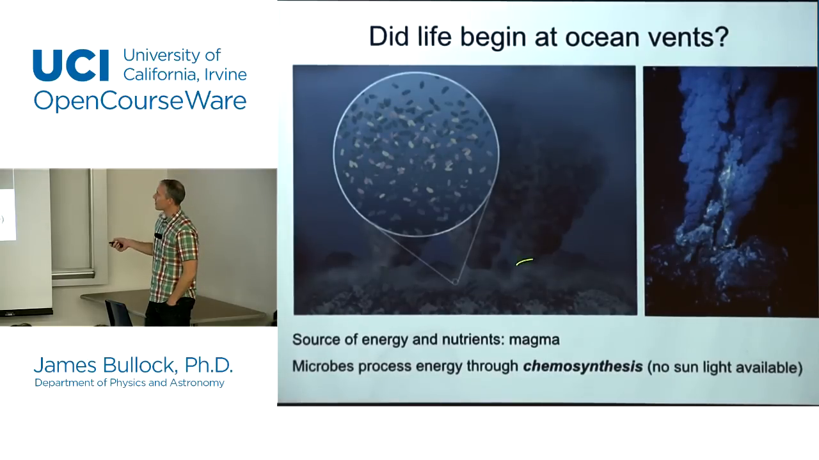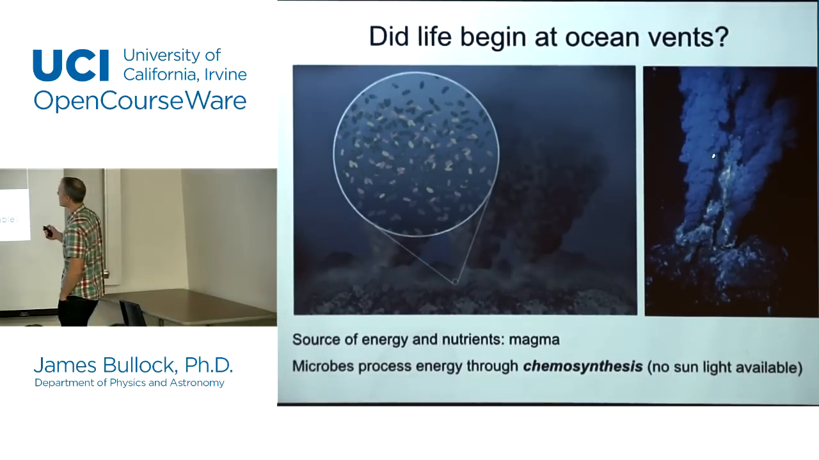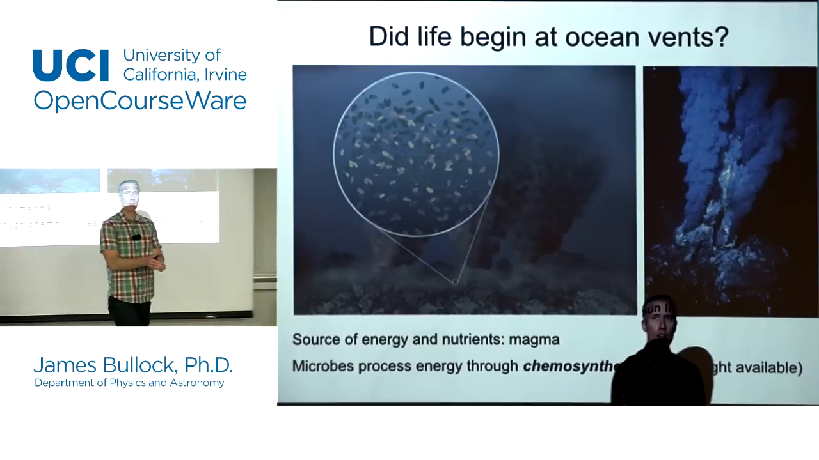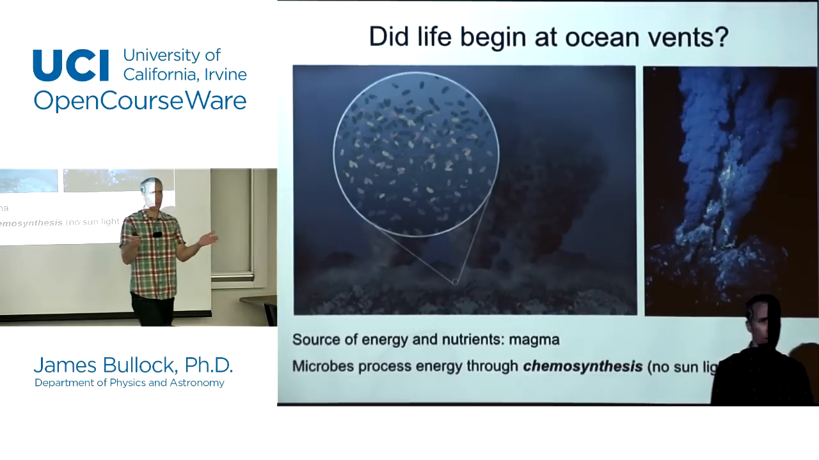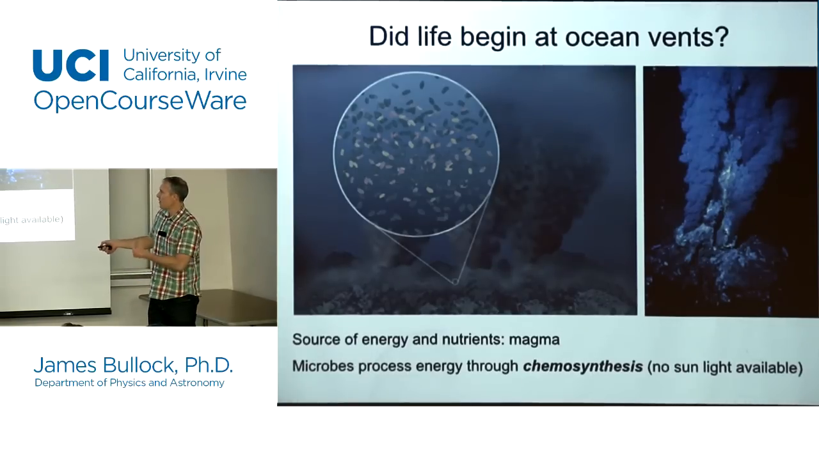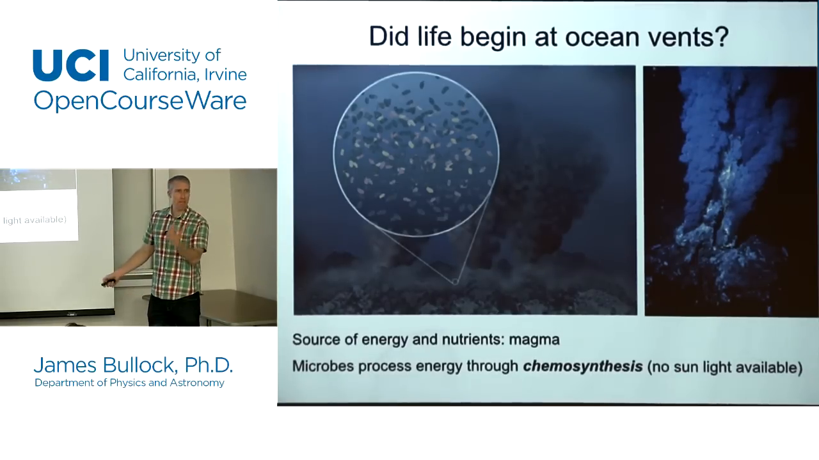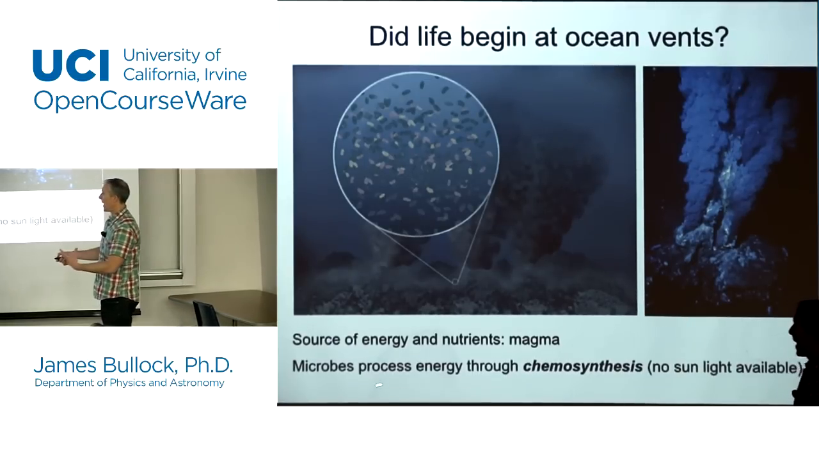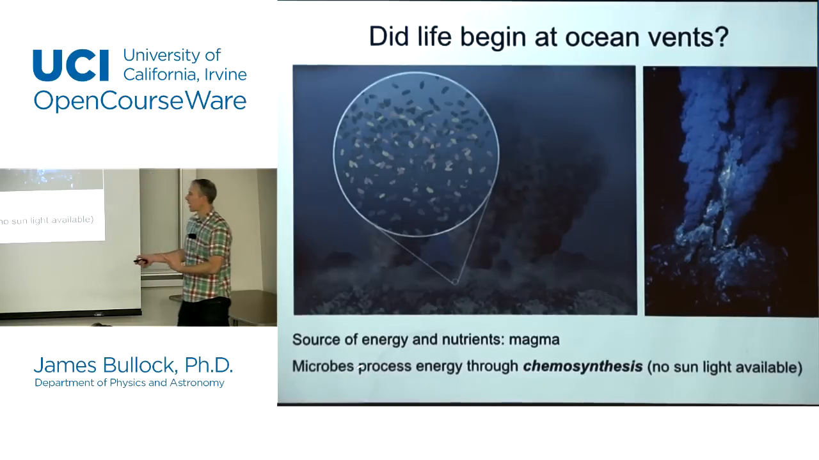One of the leading ideas is that life actually began in deep ocean vents. We see these deep ocean vents today. They're in areas where you might have a continental rift at the bottom of the ocean, so you have heat sources, for example. And so they're hot, they're rich in nutrients, they've got magma, so they've got all of these interesting organics, right? And we know that microbes today can process energy through chemosynthesis.